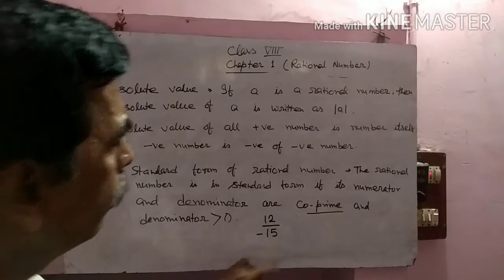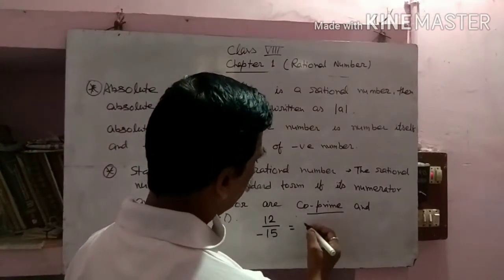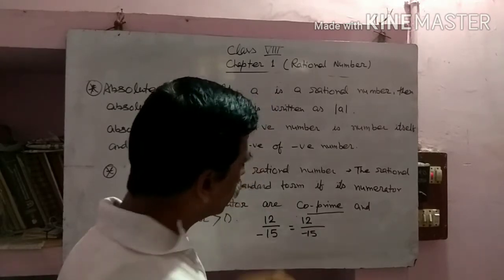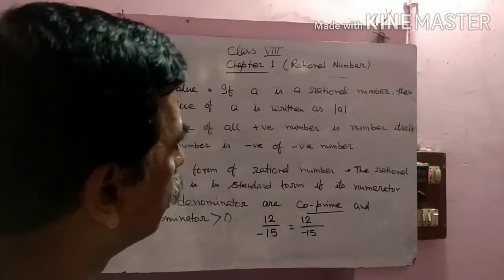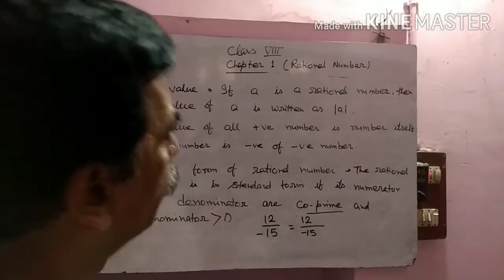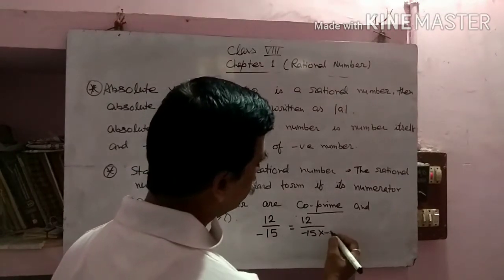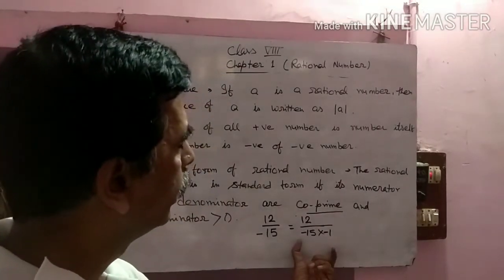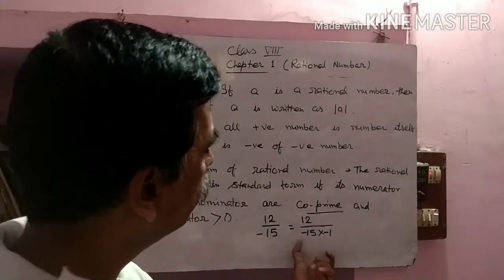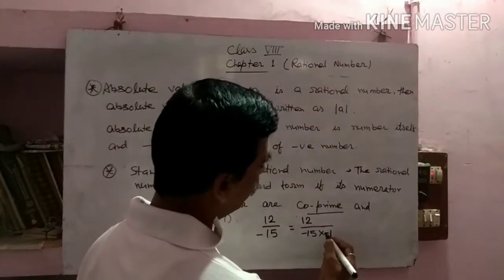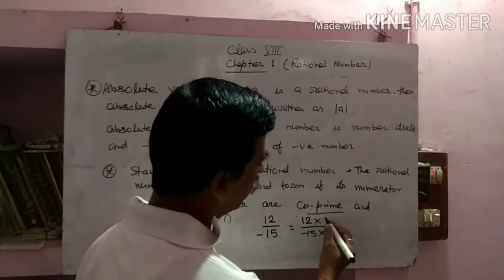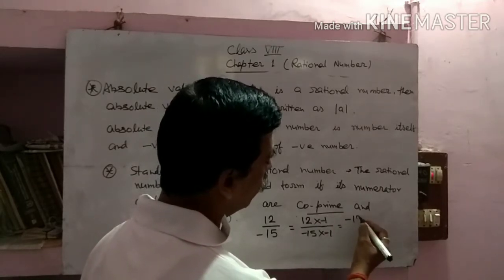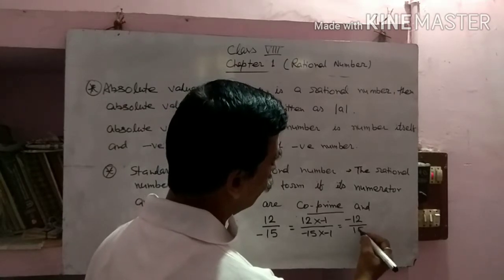So what do we have to do? We have to multiply 12 by minus 15 by minus 1 to convert the denominator into positive. So we multiply by minus 1. Minus 1 into minus 15 becomes 15. Similarly, if we multiply the denominator by minus 1, we have to multiply the numerator also by minus 1. So it becomes minus 12 by 15.